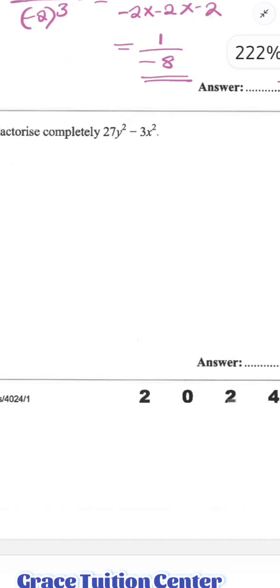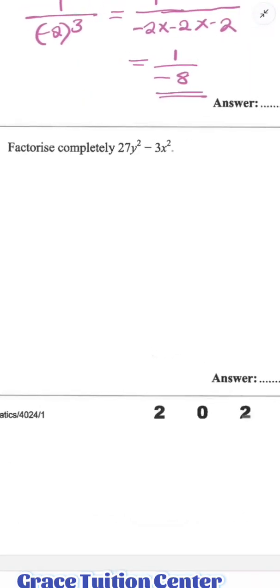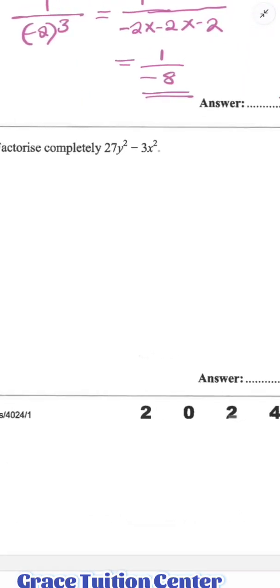Our next question is on factorizing. It says factorize completely 27y squared minus 3x squared. So to factorize means you are going to look for some common factors. The first thing that you are going to observe here is there's a number that can go into 27 and 3. Of course, there's no letter that is common. Here there's y squared, here there's x squared. So we have no common letter. Because there's no common letter, we're going to focus on the numbers.